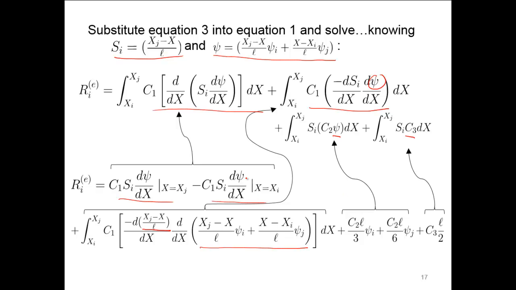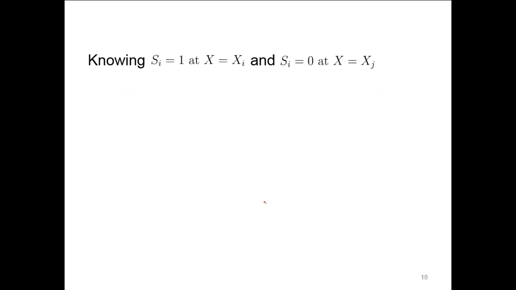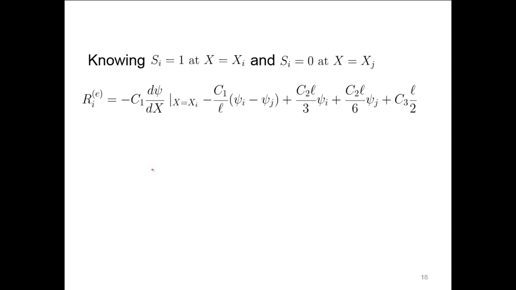All right. So we're going to make a substitution here, and you can go back and forth if you need to. We know the shape function at node I is 1 at node I, and the shape function for node I is 0 at node J. So knowing those two, we can plug in and solve this further. So we get psi at node I minus psi at node J for that function there. And these are pretty much what they were on the previous slide.